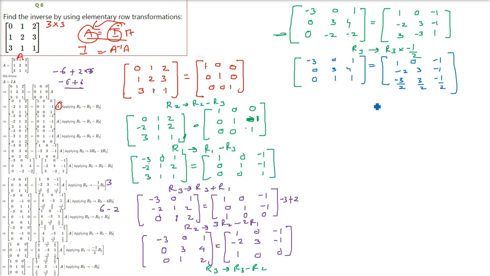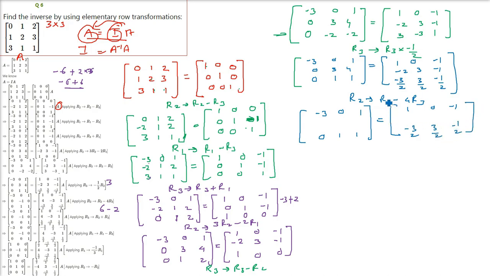Okay. Now we'll change row 2 to row 2 minus 4 into row 3. Row 2 we are changing. Only row 2 will change, and row 2 will be changed to row 2 minus 4 row 3. So -3, 0, 1 will remain like this. And this 0, 1, 1 will remain like this. Those rows which are not changing, just write it like that. Otherwise there will be a confusion. So just write those which are not changing. So I am writing all of it here. And row 2 we are changing, row 2 minus 4 into row 3.